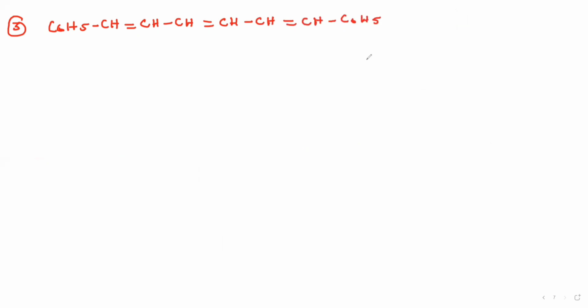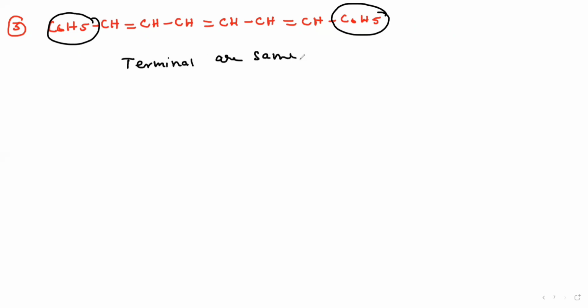Please note, third example. Here C6H5, CH and double bond CH, single bond CH and double bond CH, here double bond, single bond CH and double bond CH, here C6H5. Now look, what is the terminal? Here also C6H5, here also C6H5. Therefore, the terminals are the same. Now count the number of double bonds. 1, 2, 3. Therefore, the number of double bonds is 3. This is an odd number.